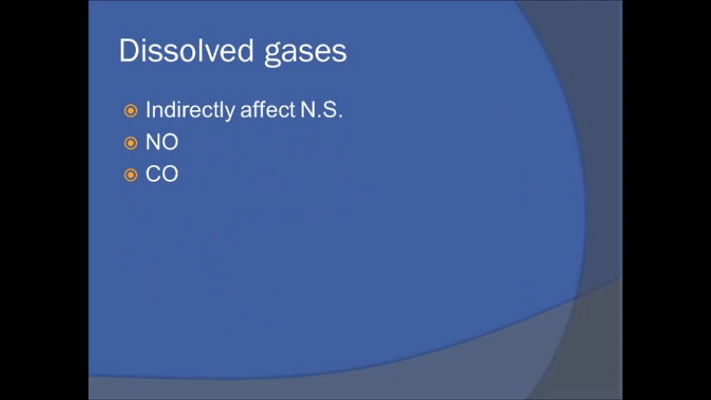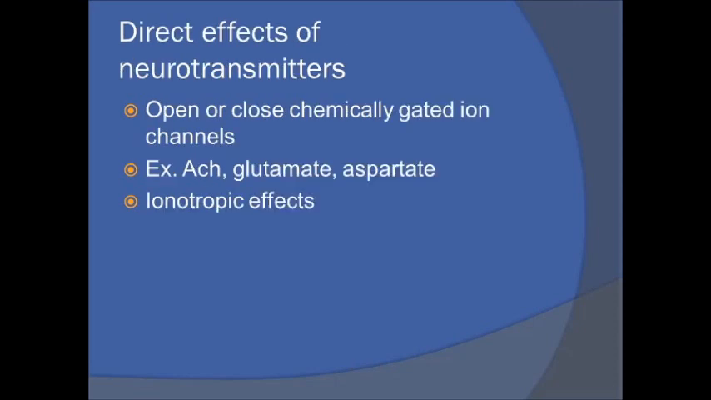We also have dissolved gases that can act as neurotransmitters, which indirectly affect the nervous system. Nitric oxide and carbon monoxide are dissolved gases that act as neurotransmitters. Neurotransmitters can open or close chemically gated ion channels, which causes ionotropic effects. They help to either propagate or inhibit ions from crossing. Some examples are acetylcholine, glutamate, and aspartate.